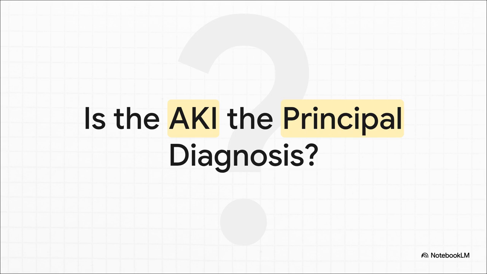A patient comes in for severe dehydration. While they're admitted, they develop an acute kidney injury, which gets treated with IV fluids. So, is the AKI automatically sequenced as the principal diagnosis just because it's a way more severe condition? Think about the sequencing rules we just went over.